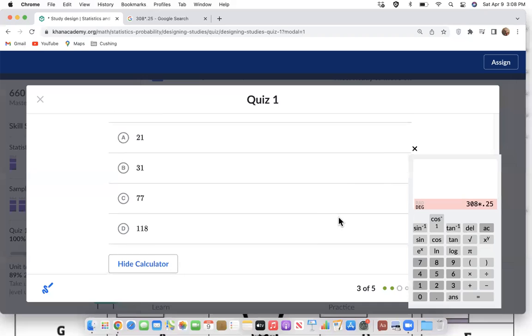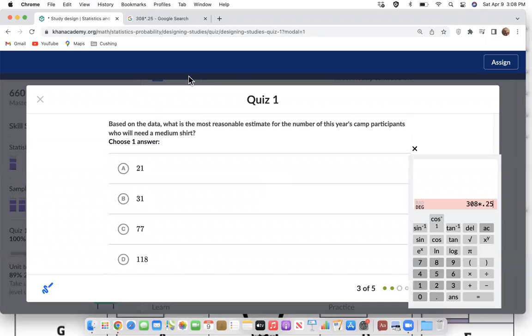The other way you could have estimated that is we're finding 25% of 300. You can find 25% of 100, which is 25, and then multiply that by 3, which is about 75. And that's another way to get an answer right around 77 or right around 75.